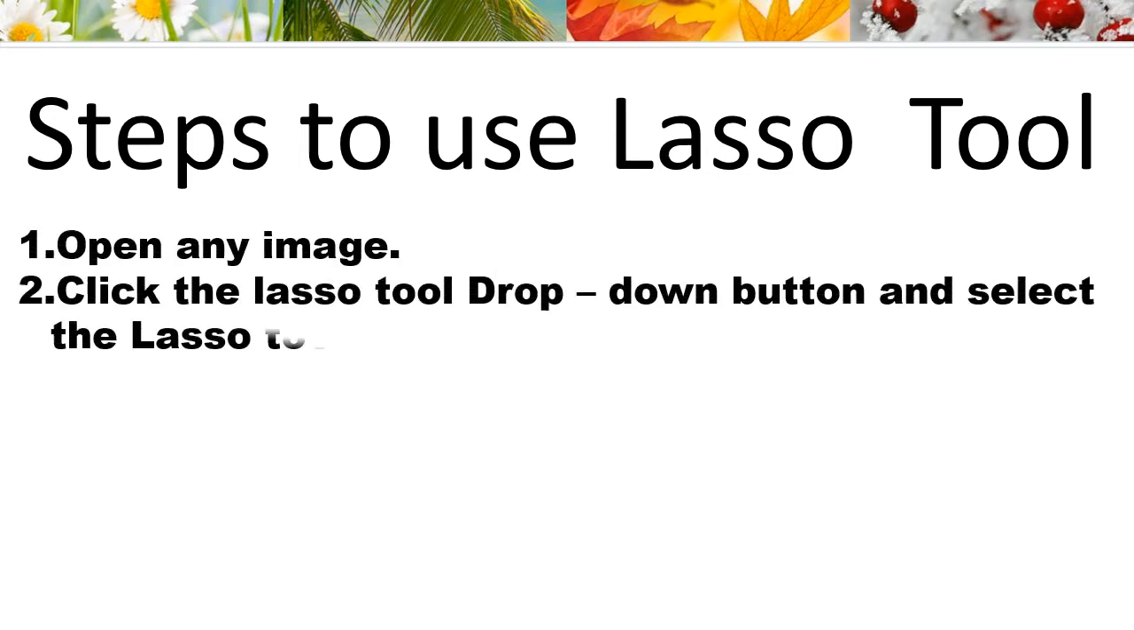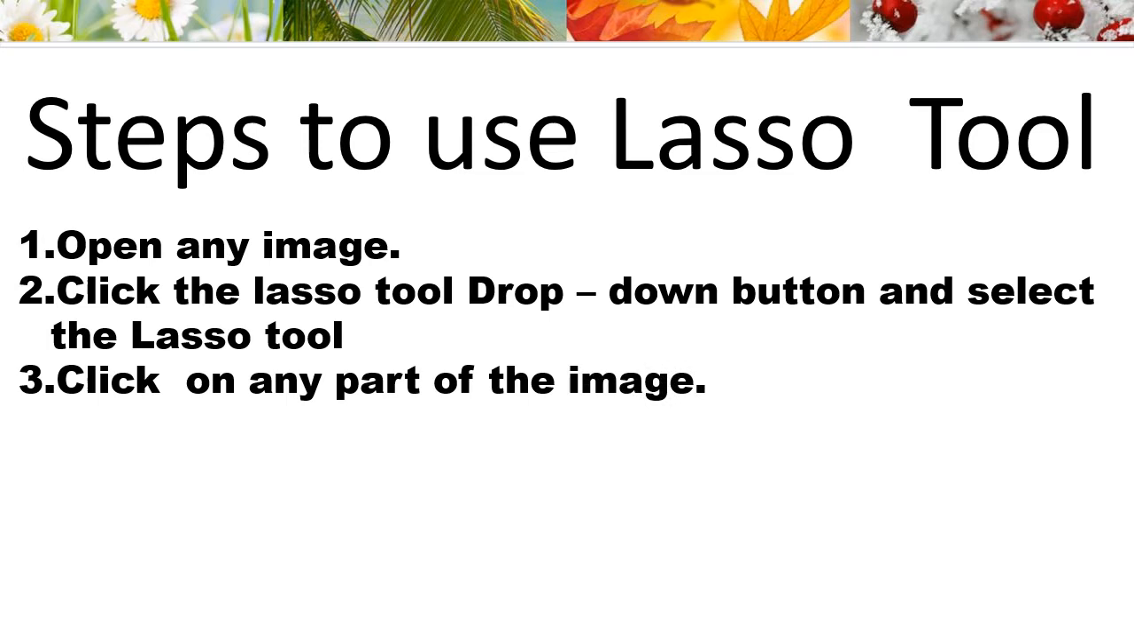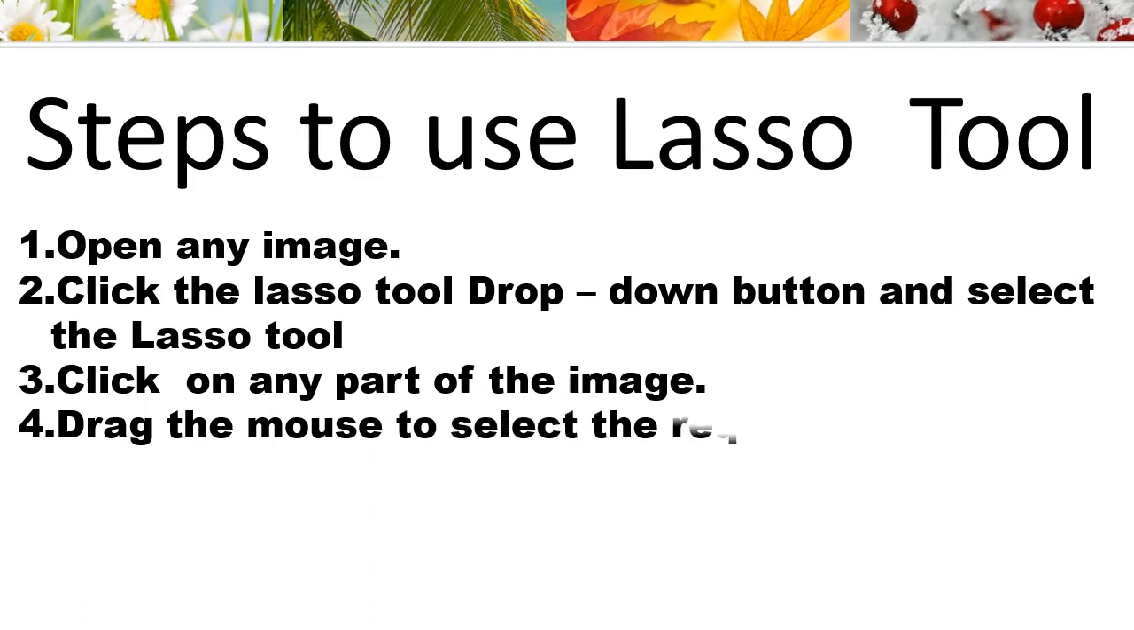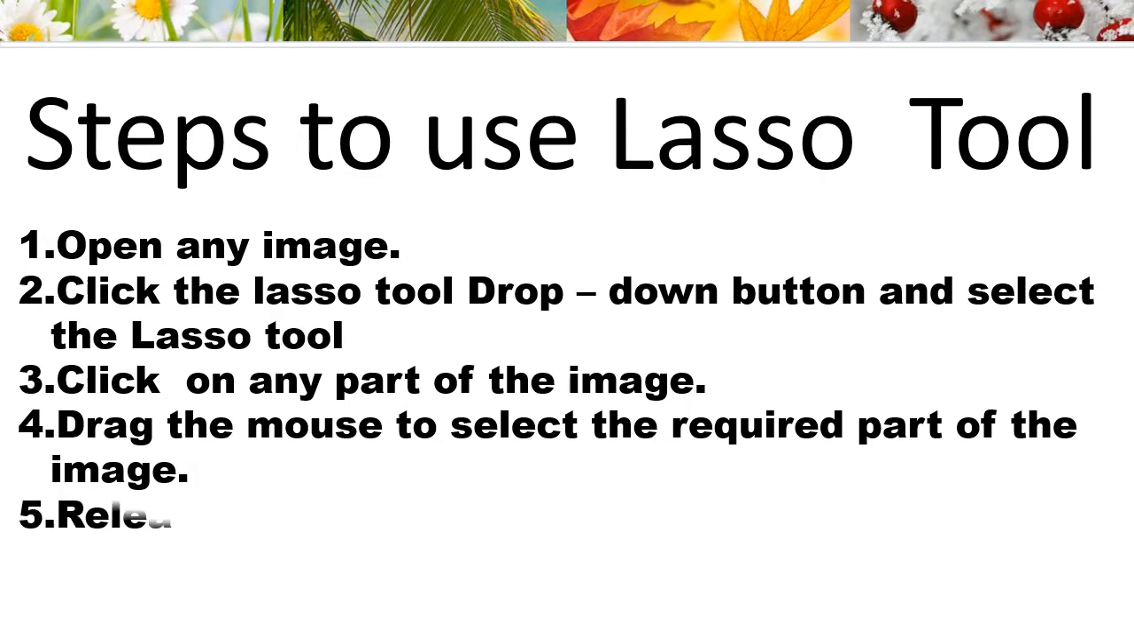First, open any image, click the Lasso Tool drop down button and select the Lasso Tool. Click on any part of the image from where you want to begin your selection. Then drag your mouse to select the required part of the image, and at the end release the mouse button. Remember, during the whole process of selection using this Lasso Tool, you have to keep your left mouse button pressed and drag it over the area that you select, and only when you have finished your selection, you release your mouse button.